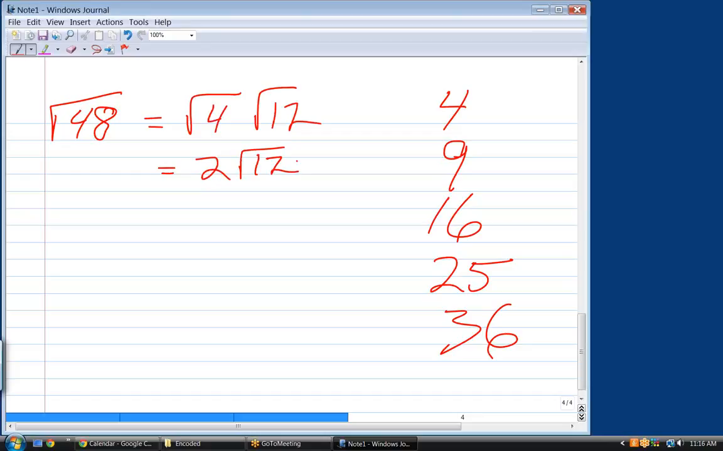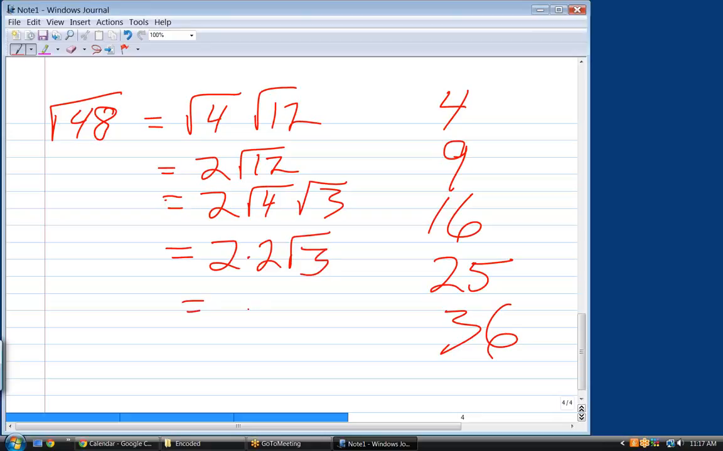There's a problem, though. The square root of 12 is also not simplified. Why? Because it's also divisible by 4. So, let's keep going. That's 2 root 4 times root 3. That's what the square root of 12 turned into. And now we have 2 times root 3. So our final answer is 4 root 3, multiplying the 2's. Okay, that was 1, 2, 3, 4, 5 steps. Well, that's okay. It doesn't really matter how many steps it takes you to get it.